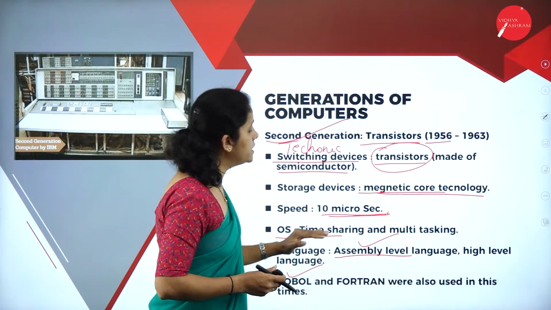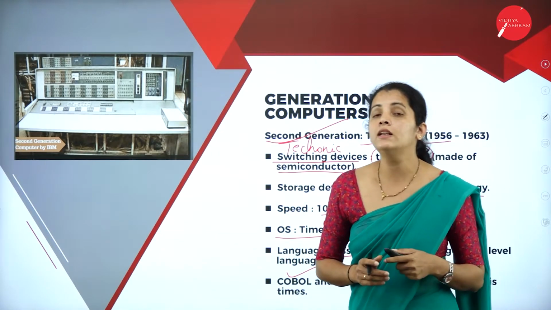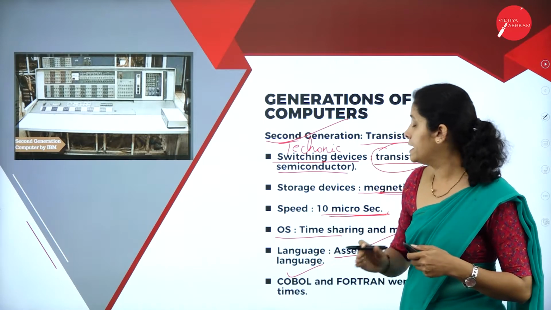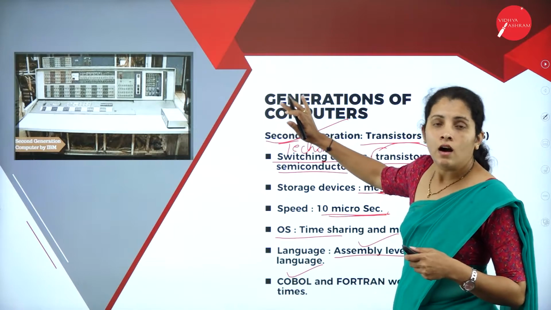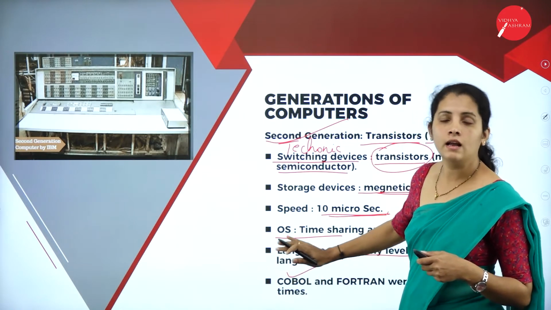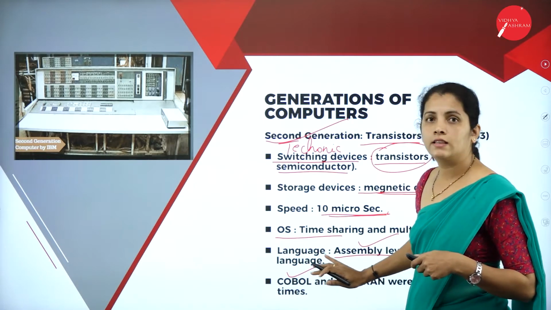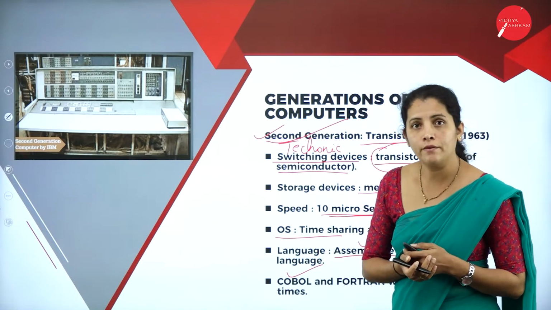Then they were using assembly level programming language as well as high level programming language. And some examples for assembly level or high level programming language are nothing but COBOL and Fortran. These are the examples for second generation programming language.